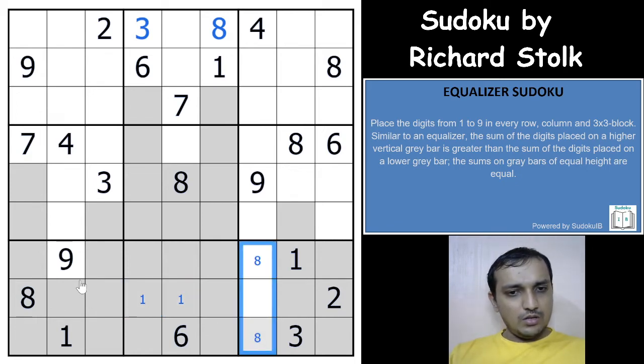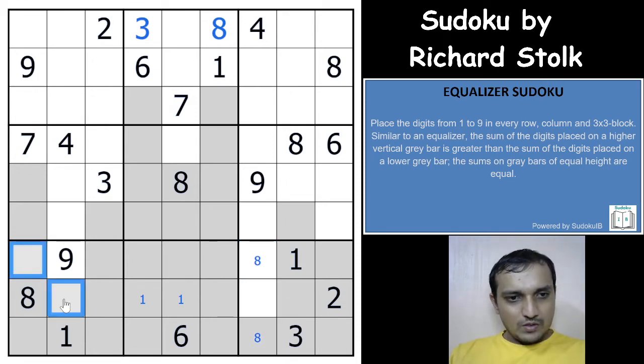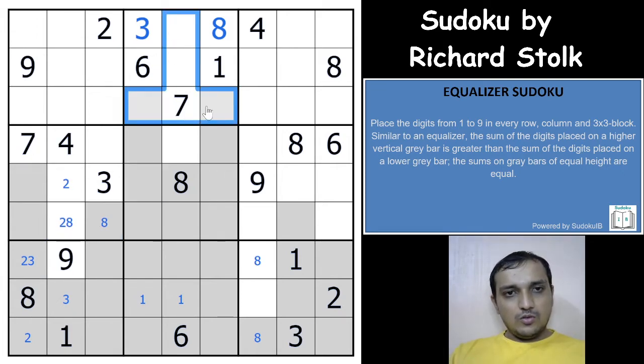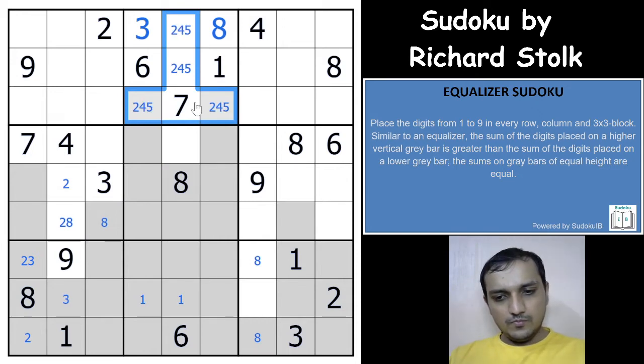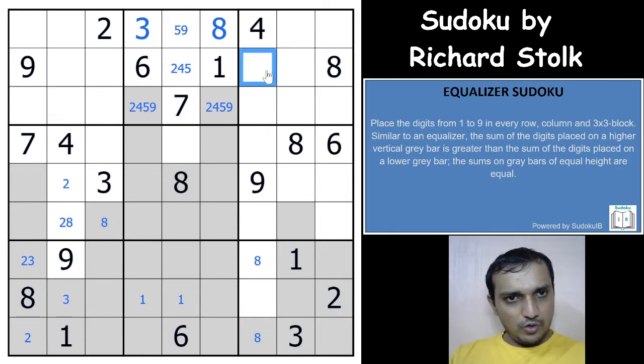8 is here. Yeah, 1, I don't think so. Classic is giving much. 3 would have to be here. 2 would have to be here. 2 would have to be here as well. And 8 would have to be here. 2, 4, 5 and 9. This cannot be 2. This cannot be 9. This cannot be 4 as well.